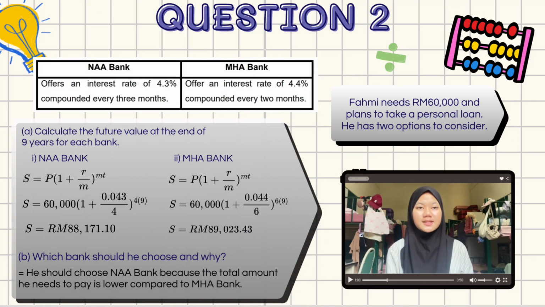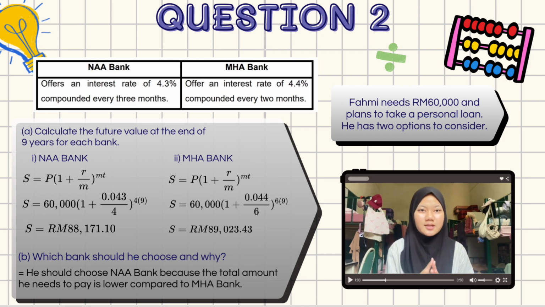Question 2. Fahmi needs 16,000 and plans to take a personal loan, and he has two options to consider. The first option is NAA Bank, which offers an interest rate of 4.3% compounded every 3 months. The second option is MHA Bank, which offers an interest rate of 4.4% compounded every 2 months. The question is asking for the future value at the end of 9 years for each bank.